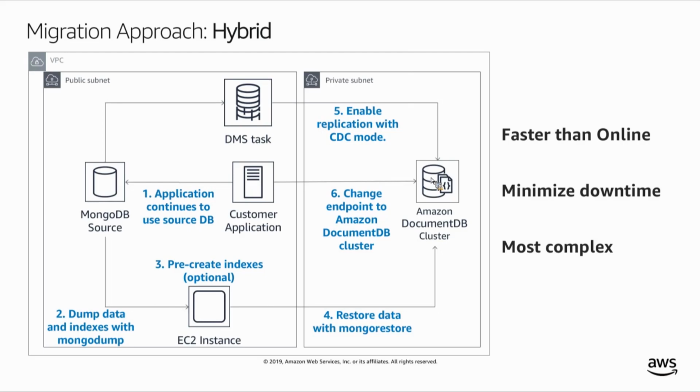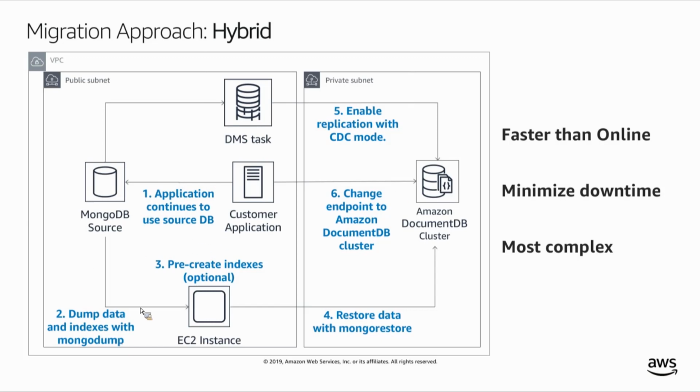So we'll see that you can, of course, continue to write to your source database. And you can dump your data and indexes using the MongoDump tool to an EC2 instance. Then, of course, we're hopefully going to use our DocumentDB index tool to restore those indexes to our DocumentDB cluster. We're going to use Mongo Restore to restore the data in parallel to our DocumentDB cluster to get the benefit of that extra speed. And then we're going to be able to turn on a DMS task to start replicating from our Mongo source to our DocumentDB cluster.